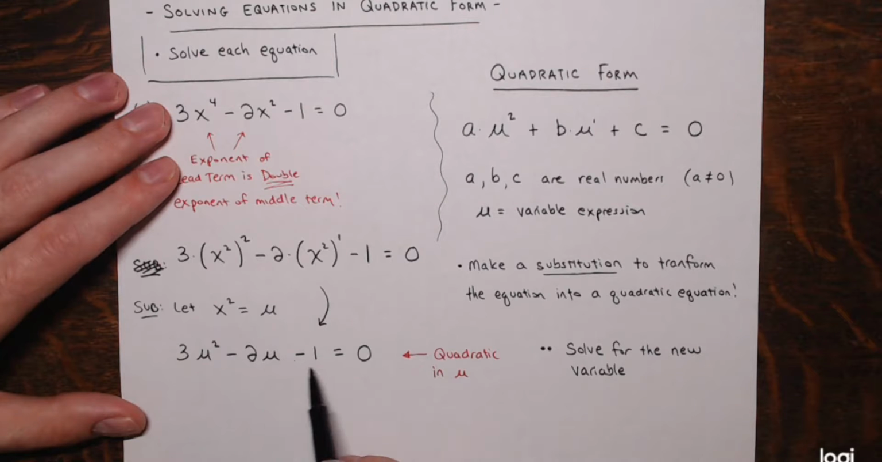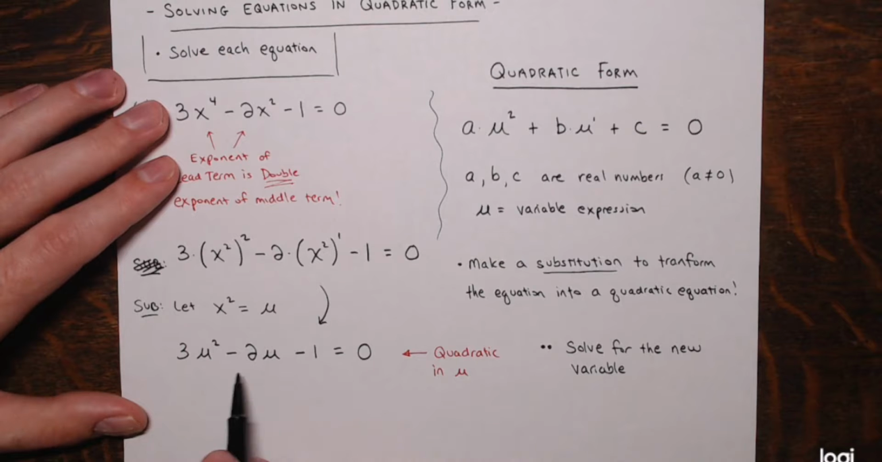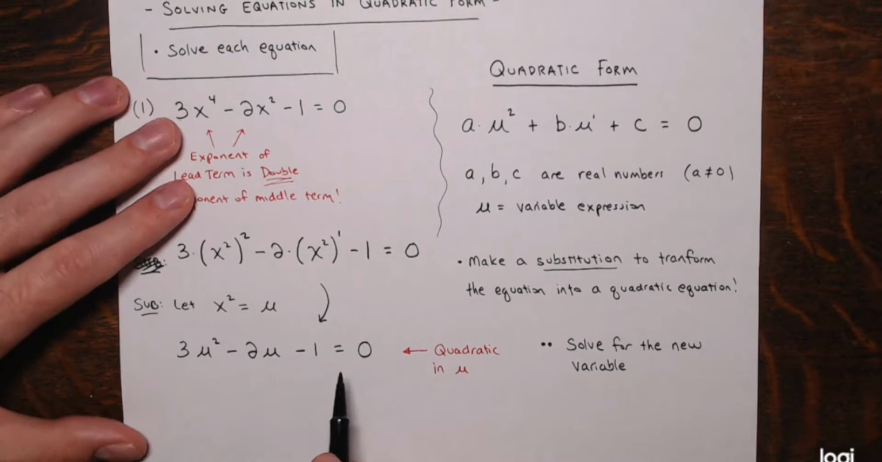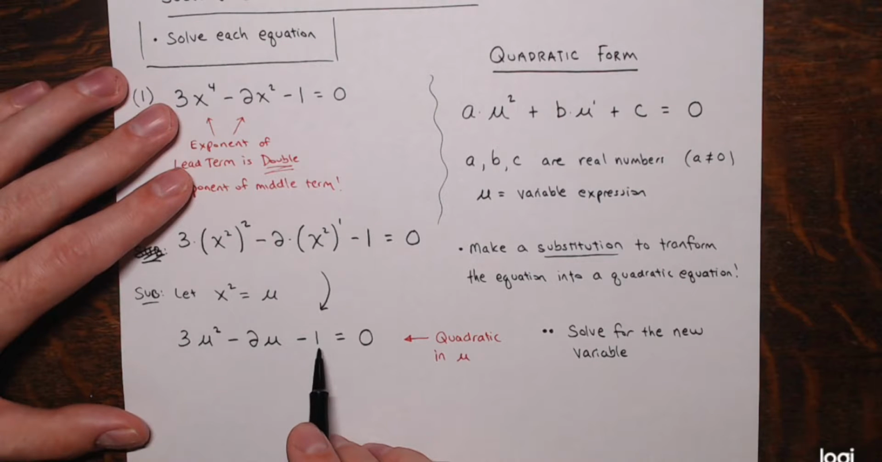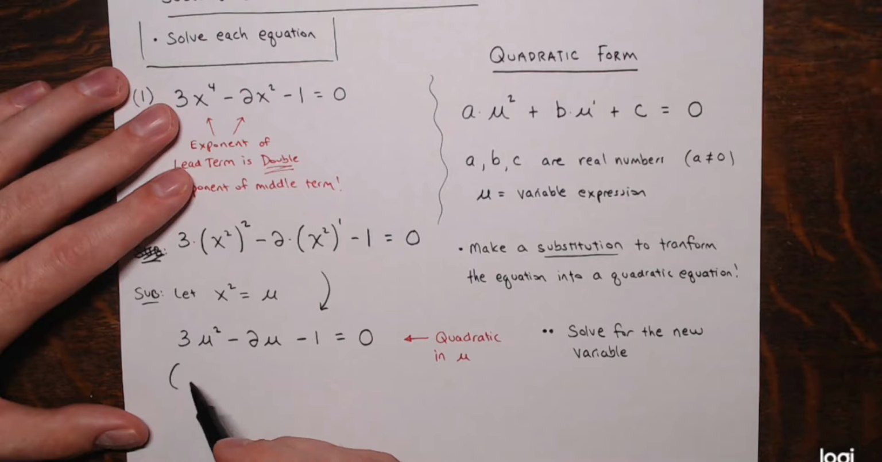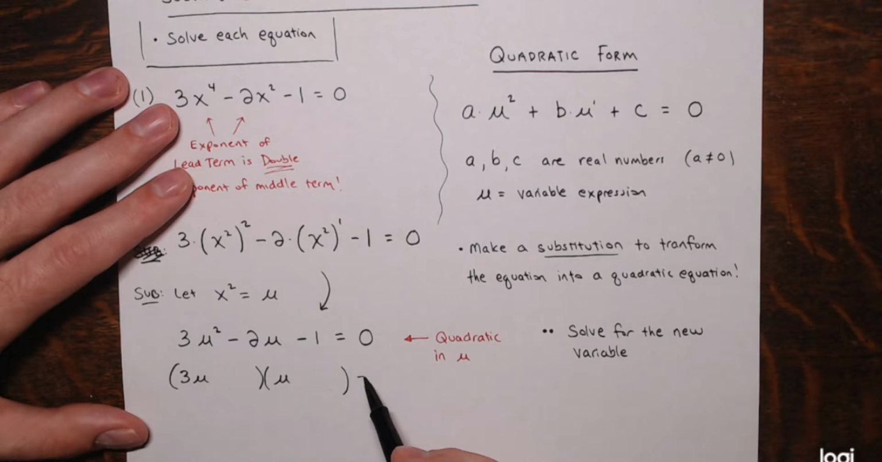So I'm going to solve this for u. Now again, it's a quadratic equation. You could use the quadratic formula, or solve it by completing the square. But this one is nice and factorable. So I'm going to factor this. You have 3u in one factor. You can factor it by the grouping method, or guessing and checking, whatever you like.